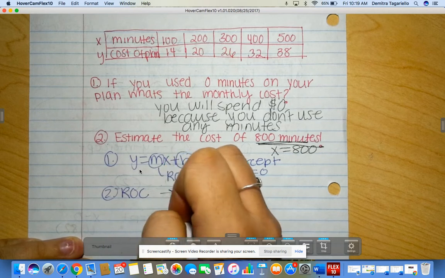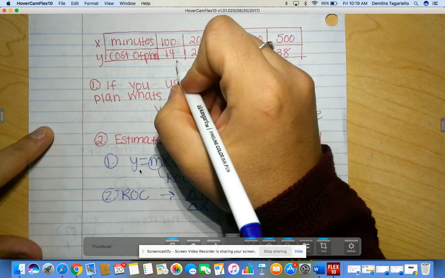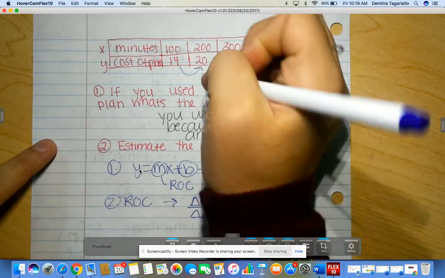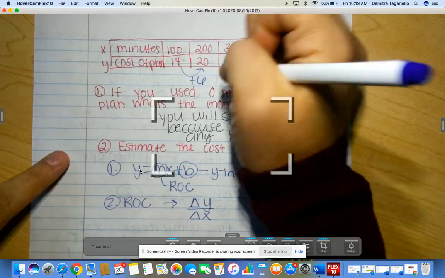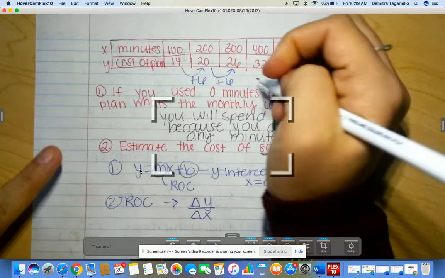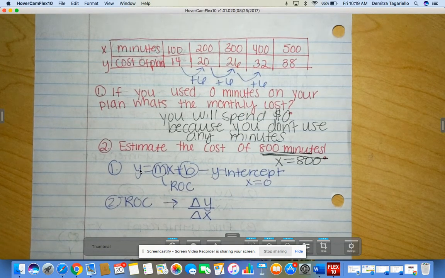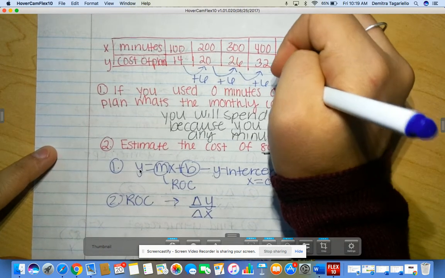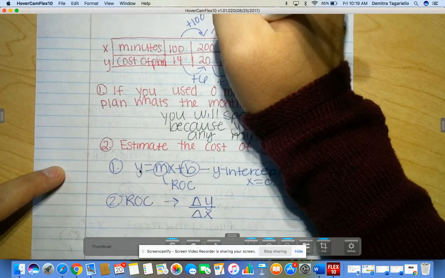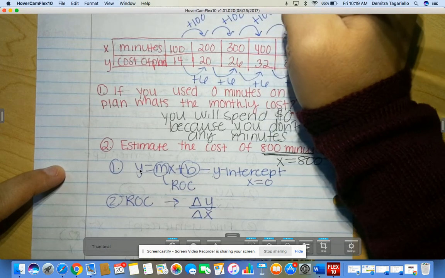So I know based on this, I need to find the change in y over the change in x because I'm given a table. So I'm going to go up here, start with my y. So from 14 to 20, here I am adding $6. From 20 to 26, I'm adding $6. From 26 to 32, I am adding $6. So seems consistent. 32 to 38 is about $6 as well. Okay, so I have the change in y. Let's do the change in x. Okay, so I'm adding 100 each time. Looks like here. Okay, awesome.